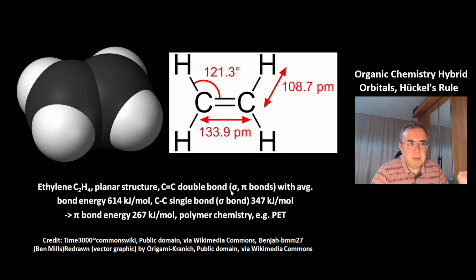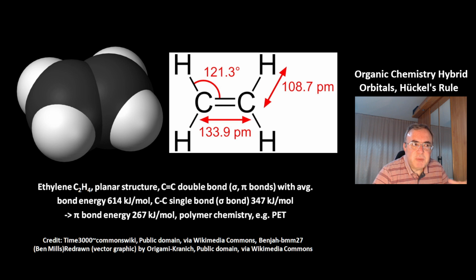The CC double bond has an average bond energy of 614 kilojoule per mole. And the CC single bond with just 1 sigma bond has a bond energy of 347 kilojoule per mole. So the difference is the bond energy of the pi bond, which is just 267 kilojoule per mole. So the pi bond has a lower bond energy than the sigma bond.